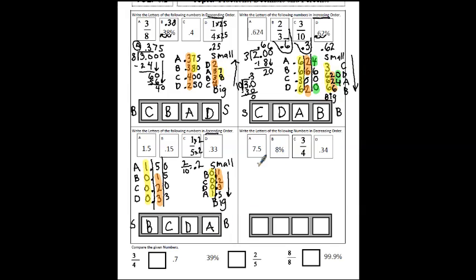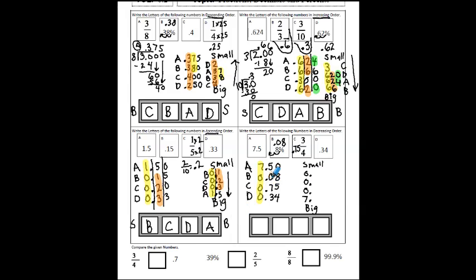Now for this next one, we're writing the letters in decreasing order, or they're getting smaller. A is 7.5. B, 8%, looks like 8 cents. 3/4, we should know by now that that's 75 cents. 3/4 is 75 cents. And D is already a decimal. So we're going to fill in those placeholders with zeros, and we are going to look at the ones place first. The smallest numbers are 0, and the biggest number is 7. So we have 0, 0, 0, 7.